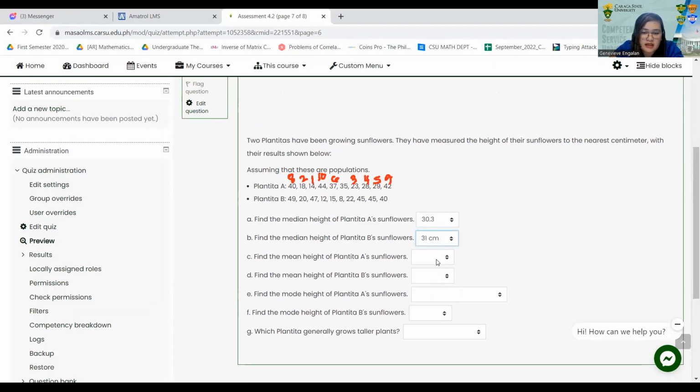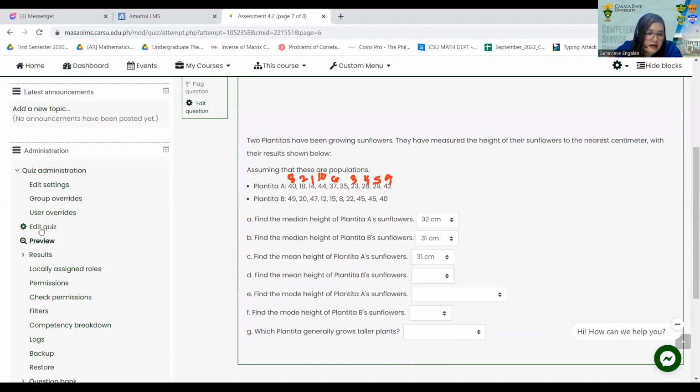Tapos si plantita A, pila man ni? 31 yata gihapon ni, no? Oo, 32 ma'am. Akin ni, dire, 32 ni. Ang A, ay, dire, 32 ni. Sorry. Okay, tapos dire, 31 ni. Kay 37 ma'am plus, sakto dahil 32. Tapos diri, is, pila man ni? 30.3. Ang iyang mean, dire.